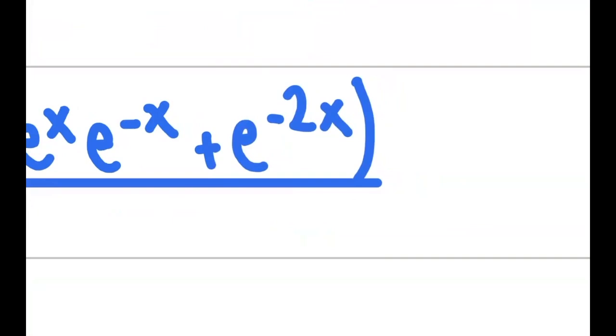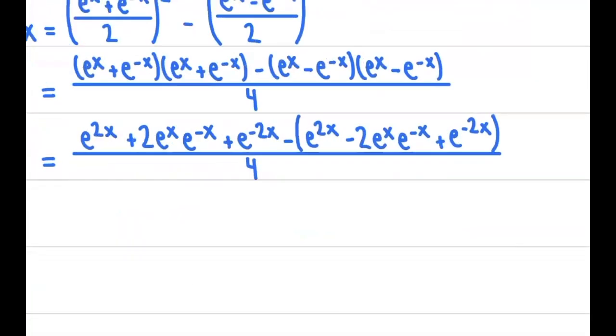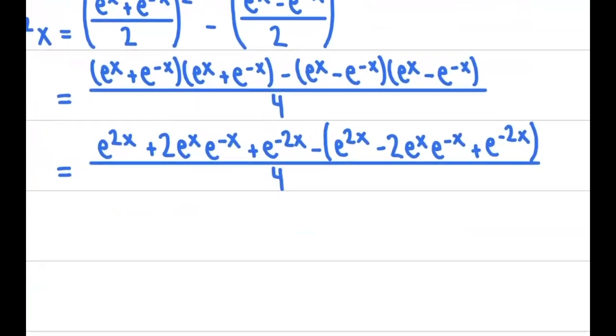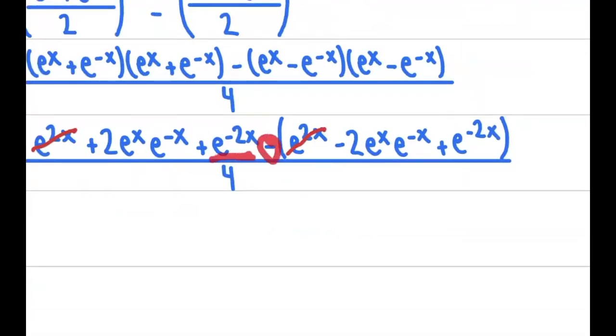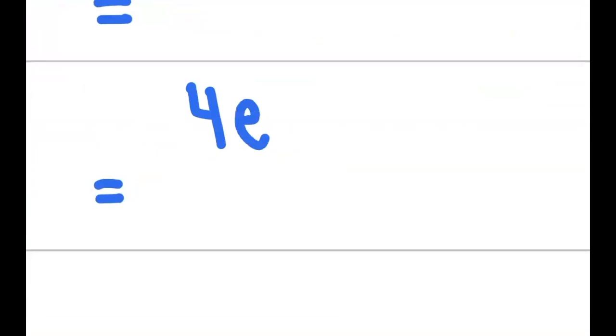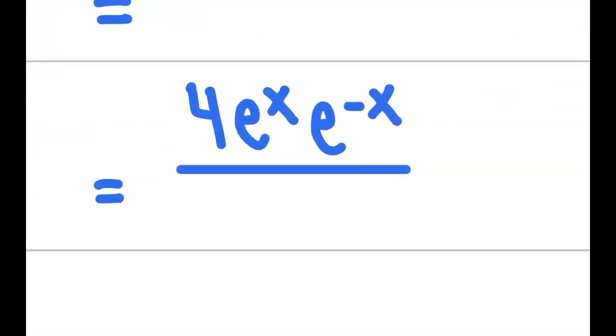Well, e to the x times e to the negative x is just 1. That's right. Before we get to that, let's do some canceling. This is the best part. You can see e to the 2x, e to the 2x, we're subtracting. That's going to cancel. E to the negative 2x minus e to the negative 2x, that's going to cancel. And we have 2 e to the x times e to the negative x minus negative 2 e to the x, e to the negative x. So that's going to combine into 4 e to the x, e to the negative x, all divided by 4.